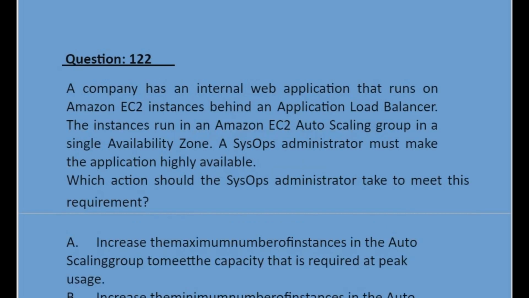Question is, a company has an internal web application that runs on Amazon EC2 instances behind an Application Load Balancer. The instances run in an Amazon EC2 Auto Scaling group in a single Availability Zone. A SysOps administrator must make the application highly available. Which actions should the SysOps administrator take to meet this requirement?